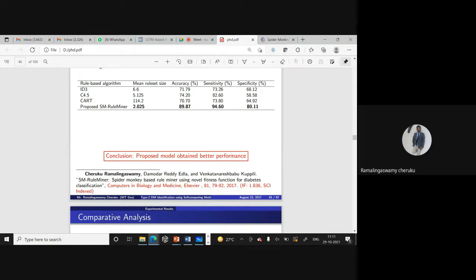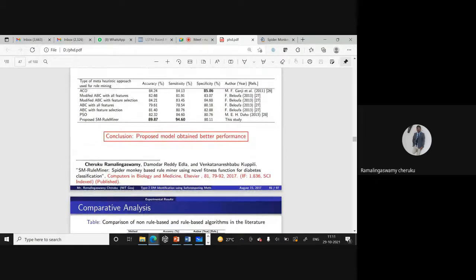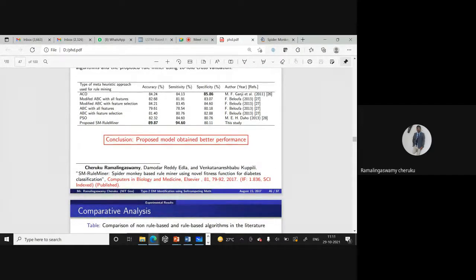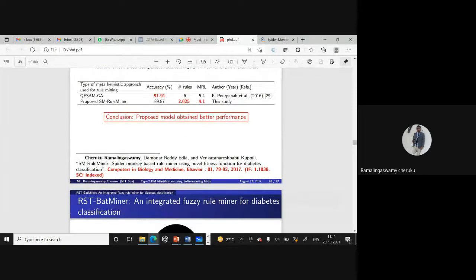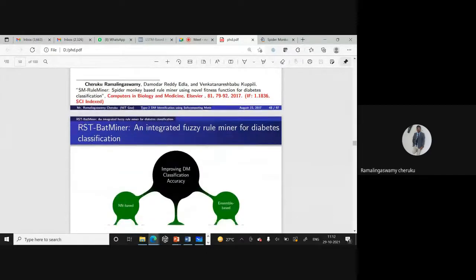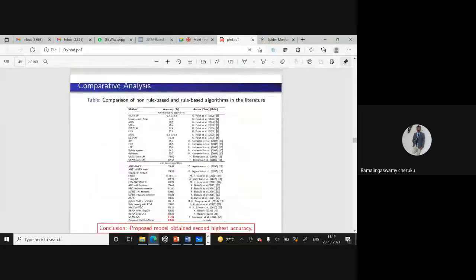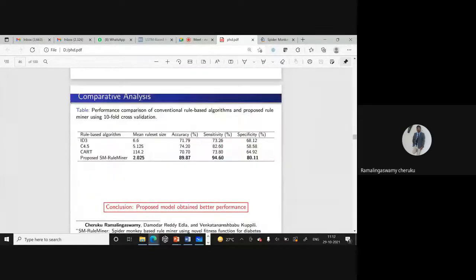If the results are compared to state of the art decision tree based techniques like ID3, C4.5 and CART, it still performed better. Even when compared with similar techniques like PSO, artificial bee colony and genetic algorithm, this SM rule miner is still better in terms of accuracy and sensitivity. We proved that. If you see the numbers, what are the rules, if you observe here?